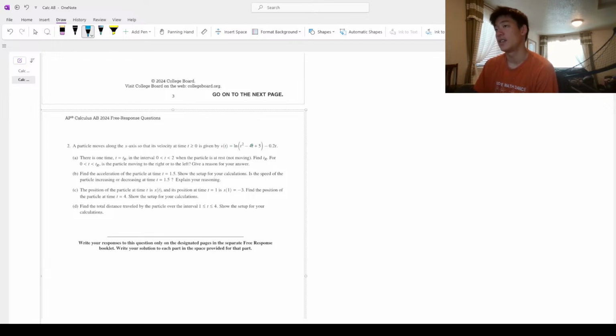So you've got a velocity, and the whole idea is that the derivative of the position is the velocity. There was a time t equals t_r, so basically at rest in the interval 0 less than t less than 2, where the particle is at rest, not moving. Thank you very much for the clarification, because not everyone takes AP Physics. Find t_r. Okay, and then for 0 to 2, is the particle moving to the right or to the left? Okay, there's 2 parts here. Let's do the first part first.